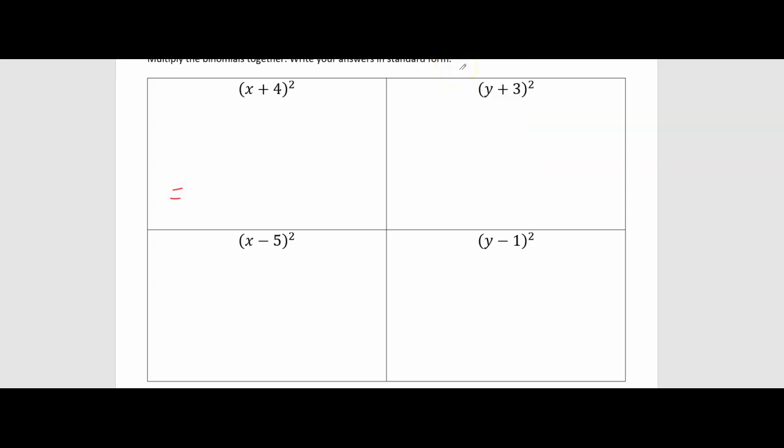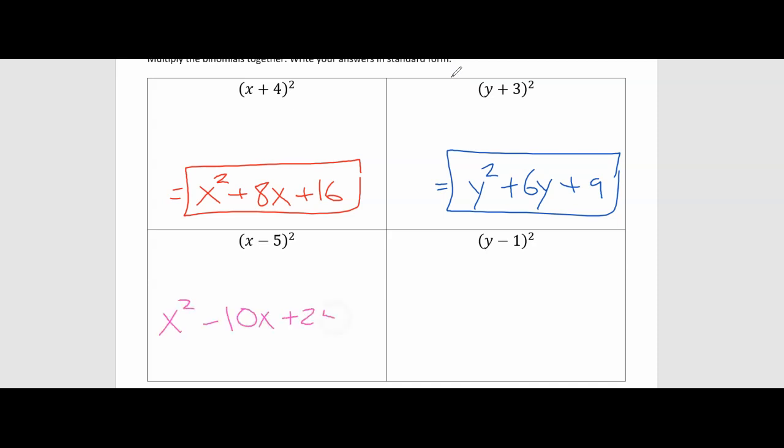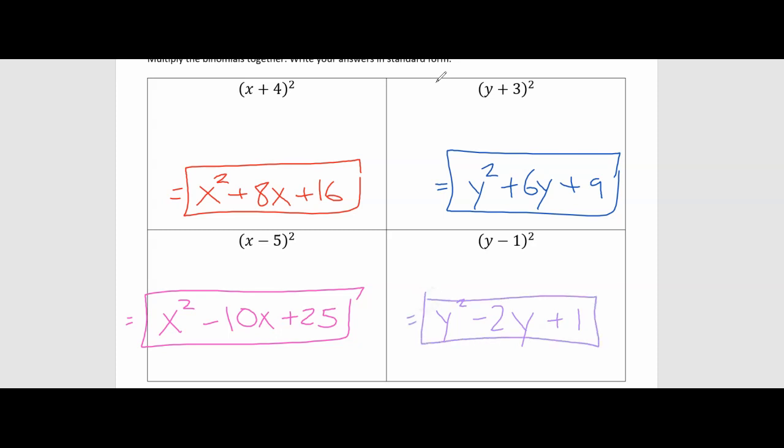Okay, so our answer here should be x squared plus 8x plus 16. Our answer to the one on the right should be y squared plus 6y, not equals, plus 9. The one down here, we get x squared minus 10x plus 25. And here we get y squared minus 2y plus 1. Just making sure my variables matched.